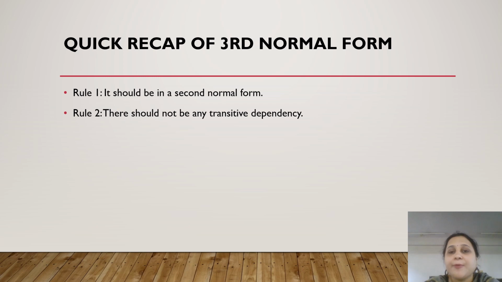Now we'll have a quick recap of third normal form. In third normal form, the rule was your table should be in second normal form. Then there should not be any transitive dependency. I have already explained in detail in the video of third normal form. Transitive dependency means a non-prime attribute, means the column which is not a primary key, is dependent on some other column which is also not a primary key. So that is not allowed in your third normal form. For more details, again I will suggest you to watch the video of third normal form.